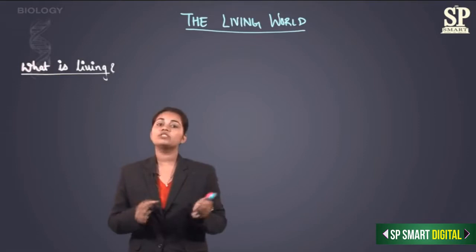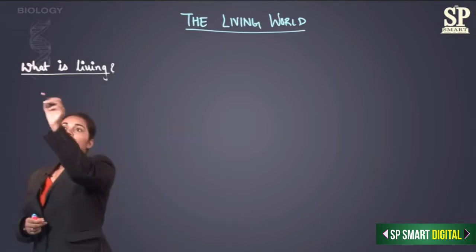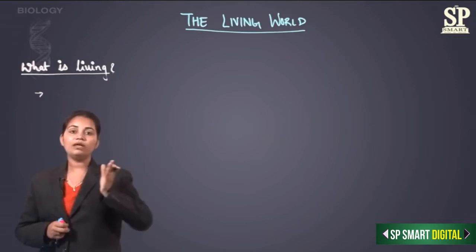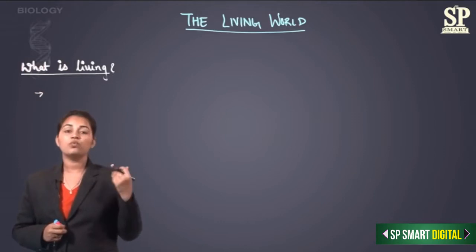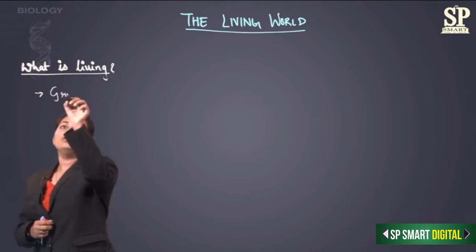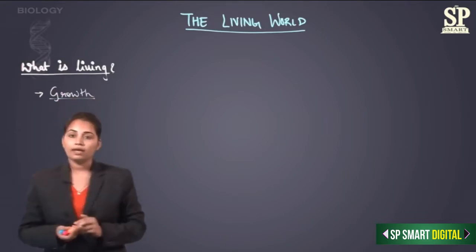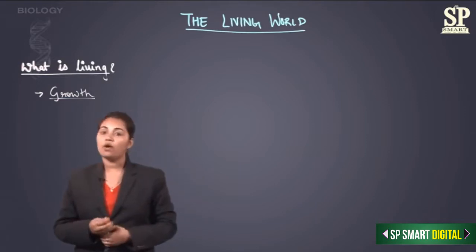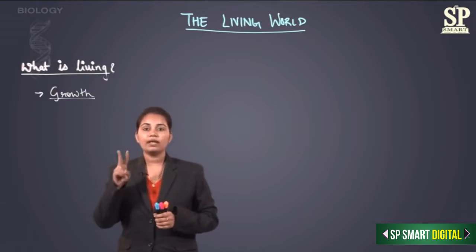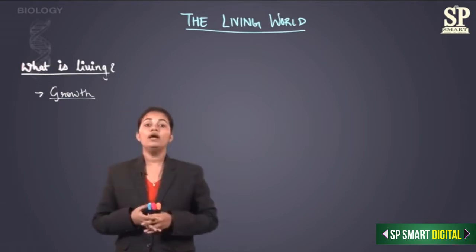So, starting with what is living. When I say living, for an organism or object to show living characteristics, what do they need? First, they should show growth. Yes, the organism should grow in size, or it can grow in numbers, right? So growth can be of two types: growth in size, or growth in numbers.